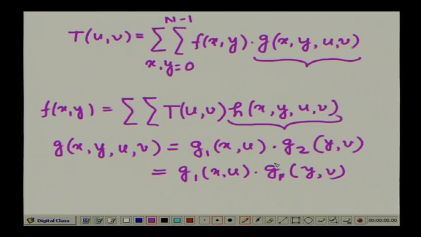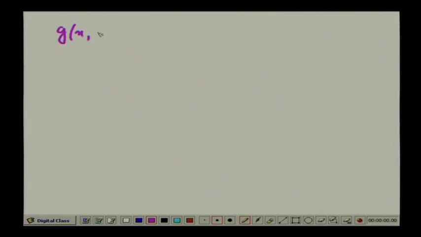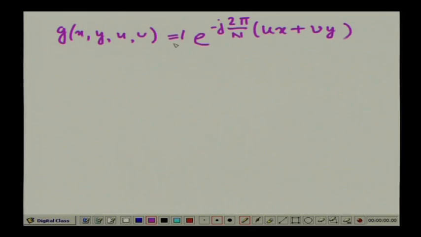Now, for a two dimensional discrete Fourier transformation, g(x,y,u,v) was of this form: e to the power minus j 2 pi by capital N into (ux plus vy), and of course, we had this multiplicative term 1 upon capital N. So, this was the forward transformation kernel in case of the two dimensional discrete Fourier transform or 2D DFT.